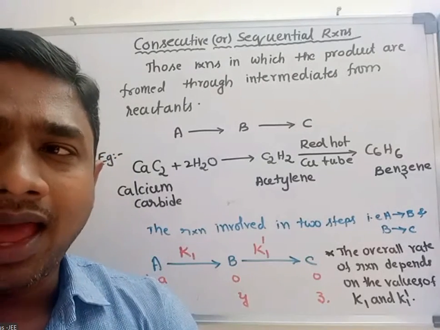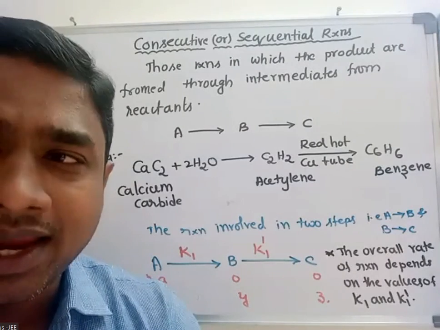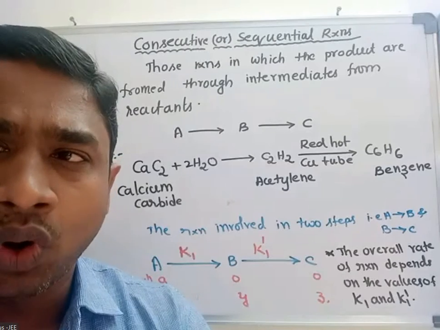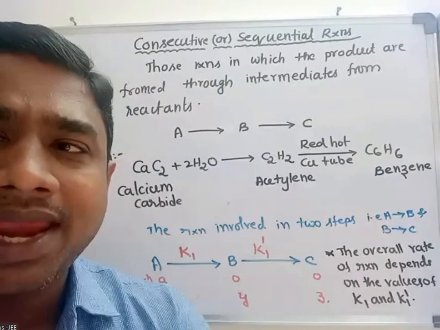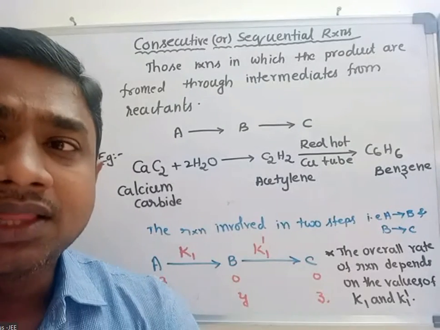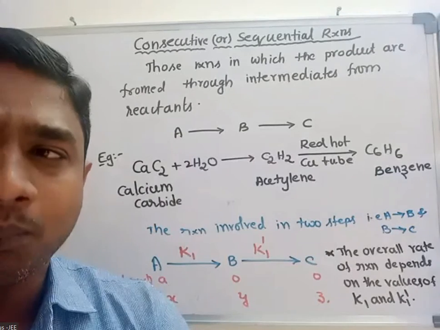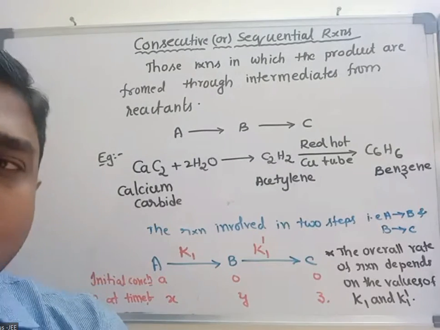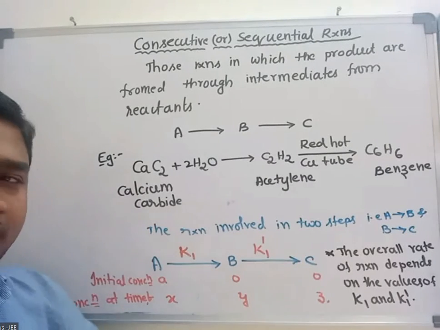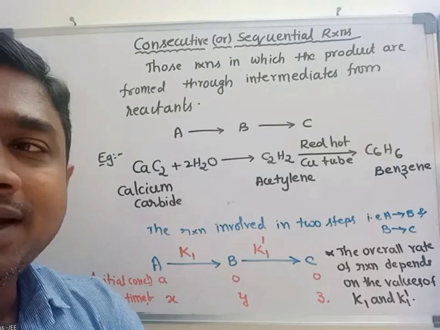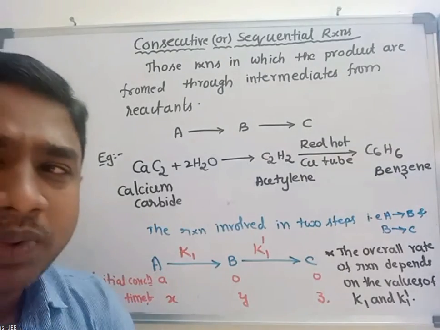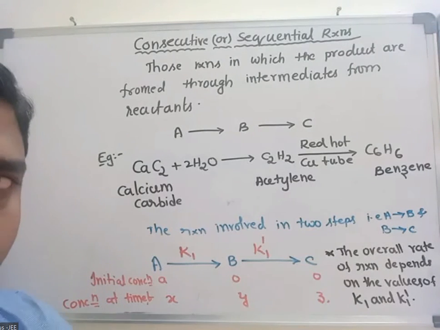What is that? As the value of K increases, the product's concentration is more. As the value of K increases, the stability of products increases. The reactant goes on to completion. That's why the rate constants K1 and K2 values indicate the rate of a reaction or speed of a reaction also.